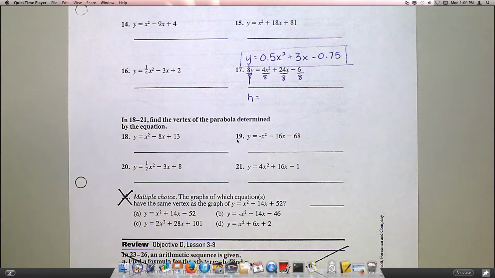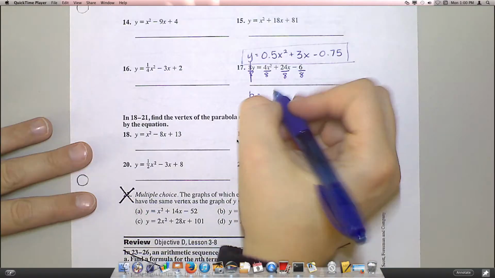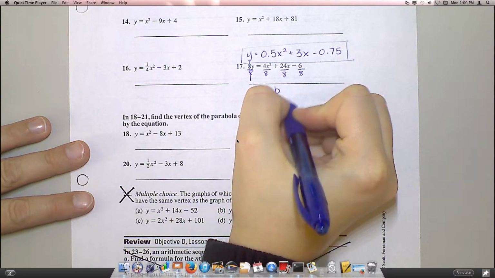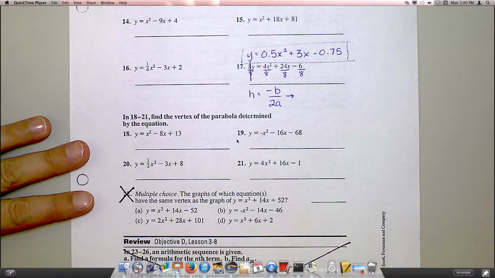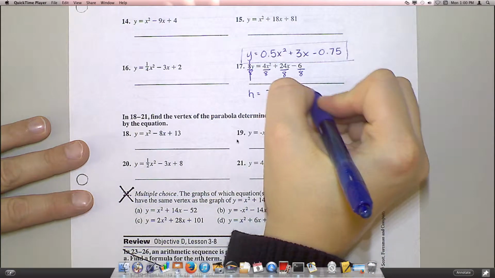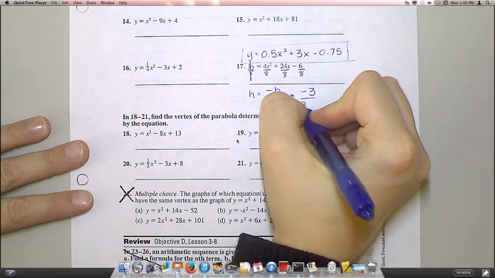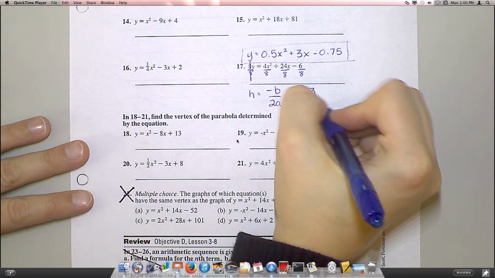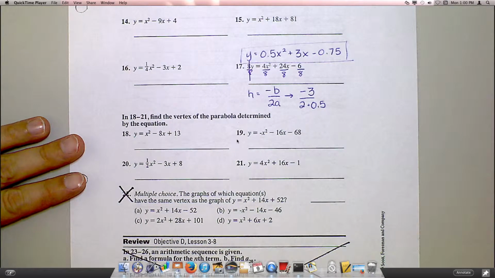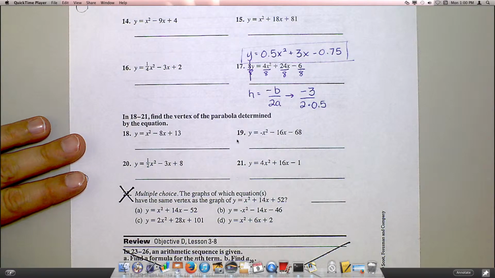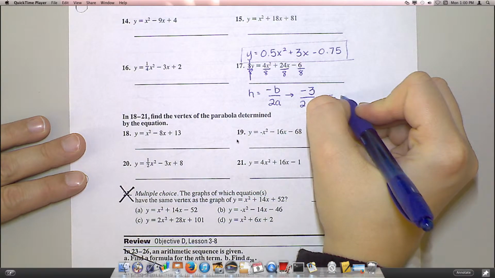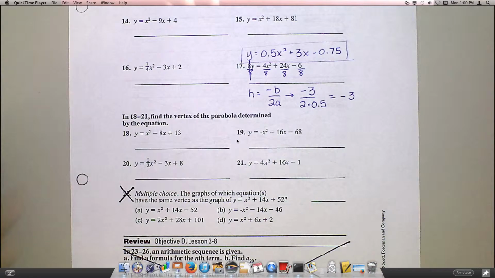Sean? Negative b over 2a, yep. And what's my b value? Okay, my b value right now is 3. So when I put it in my formula, it's going to become a negative 3 over 2 times my a value, which is 0.5. What's 2 times 0.5? 1. Yeah, that's 2 times 1/2, which is just 1. So this really says negative 3 divided by 1, which is just negative 3. So my h value is negative 3.